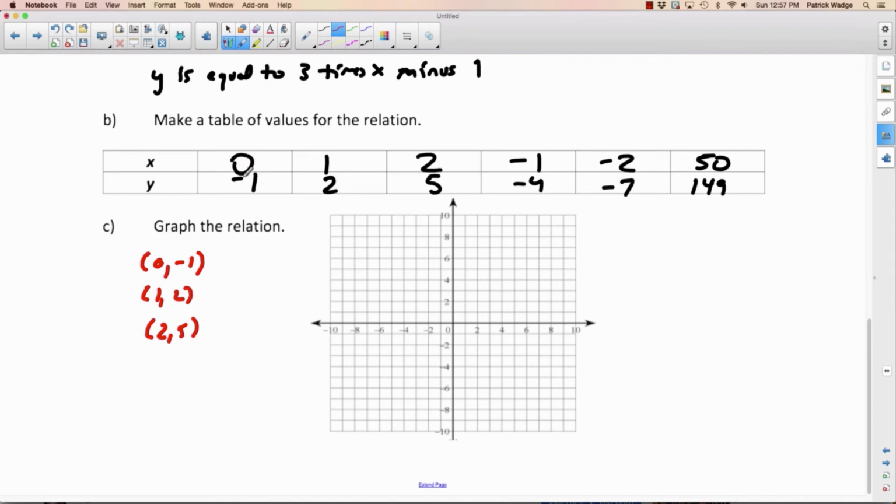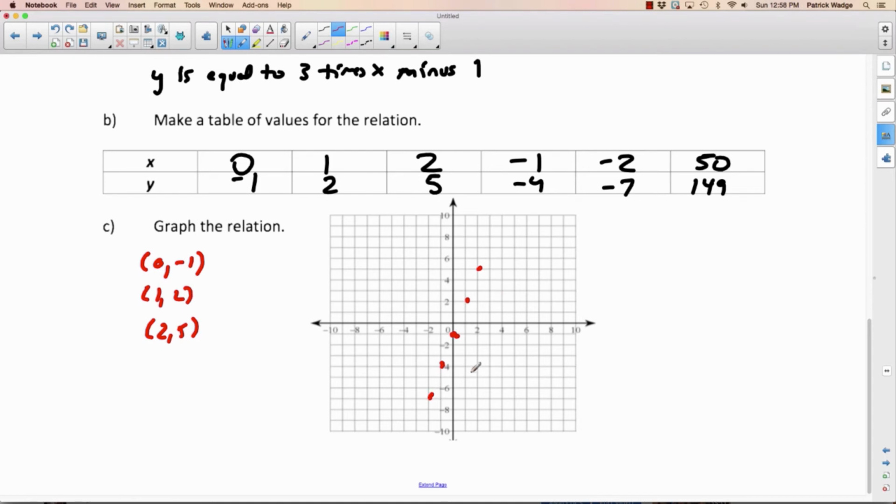Okay, so let's go. 0, -1. Be careful, that's not here. That's -1, 0. It's 0, don't move in this direction, and then go down to -1. 1, 2, over 1, up 2. 2, 5, over 2, up 5. -1, -4, over to the -1 and then down to -4. And -2, -7, over to -2, down to -7.